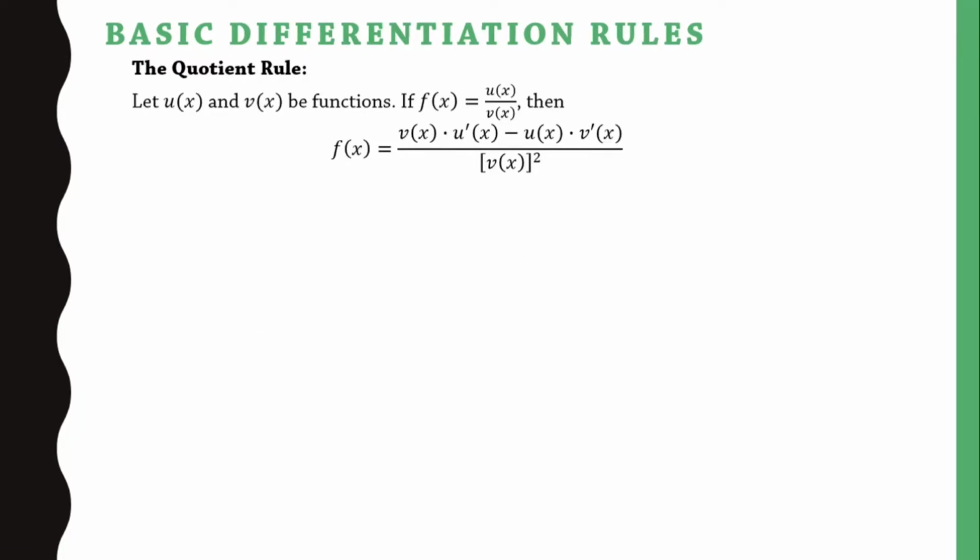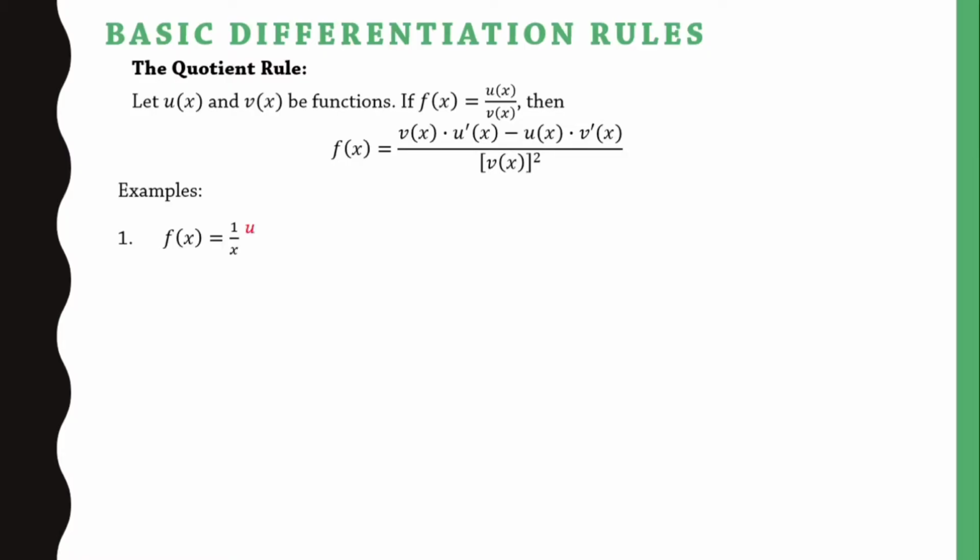The last rule is called the quotient rule. So according to the quotient rule, again, we have u of x and v of x as functions. So if the function is u of x over v of x, where u of x, of course, is your numerator and v of x is the denominator, given that v of x is not equal to 0, then the derivative is v of x times u prime of x minus u of x times v prime of x, over v squared. So examples, we have f of x equals 1 over x.